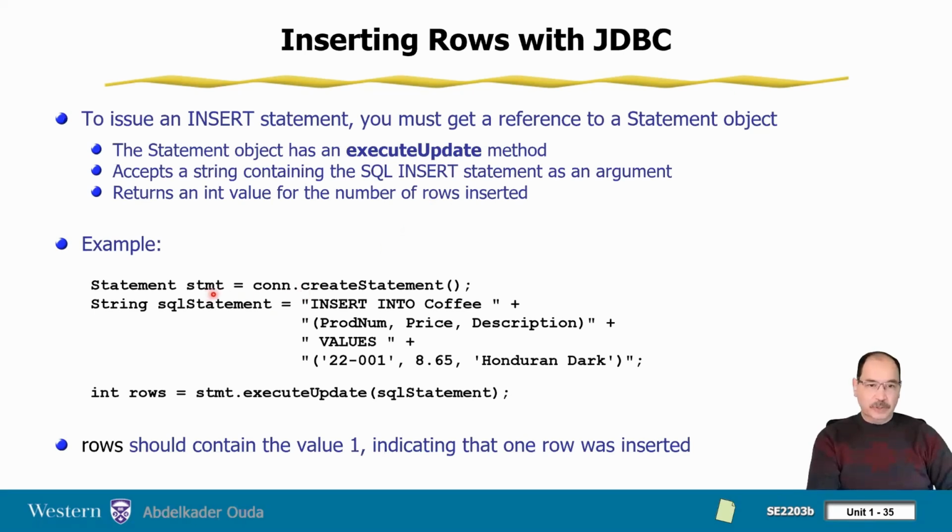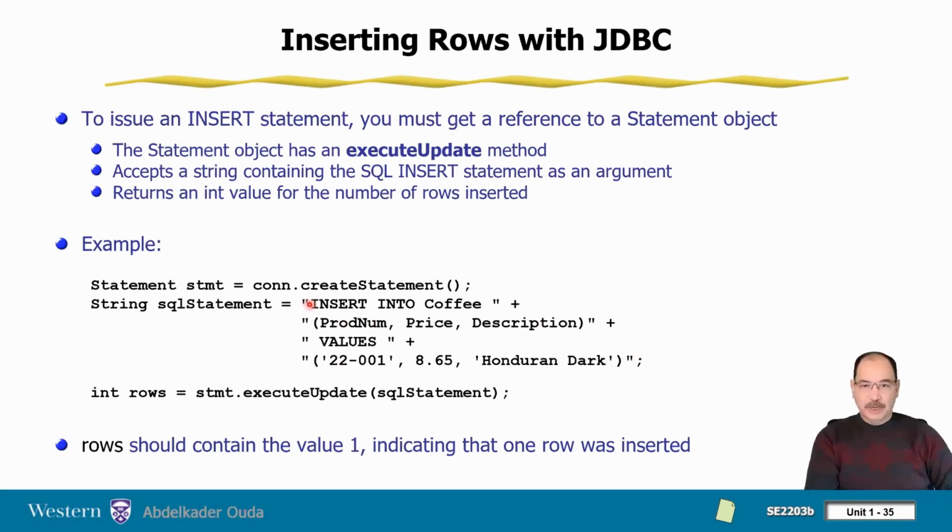So first of all, we need to create a new statement object. Again, we use the connection object using the createStatement method. We have a statement object. And then I have here a normal string variable. I define here my statement, insert into coffee between brackets, product number, comma, price, comma, description, concatenated with the keyword values, concatenated with 3 values that correspond to the 3 columns.